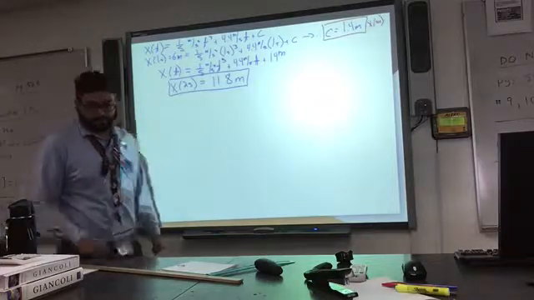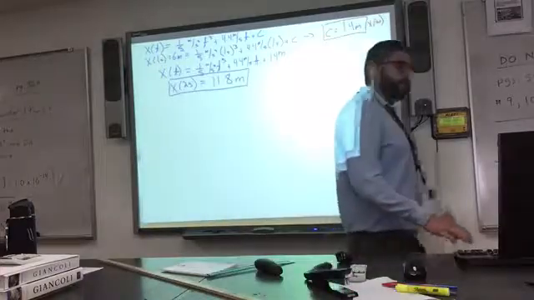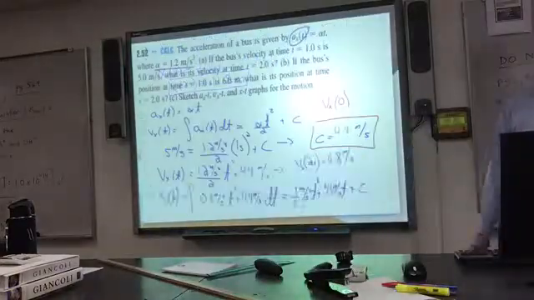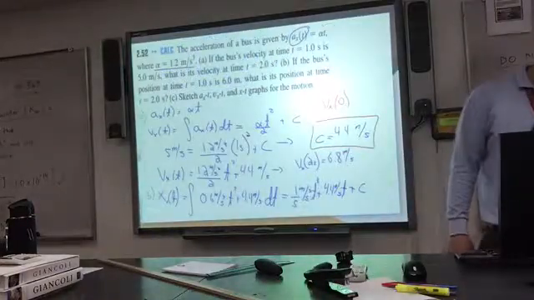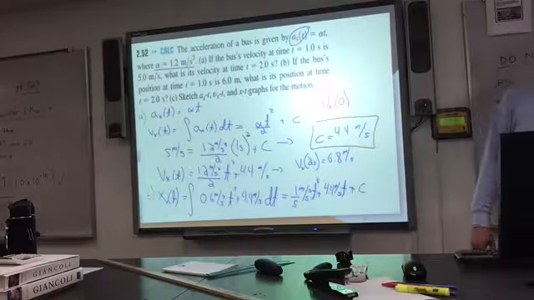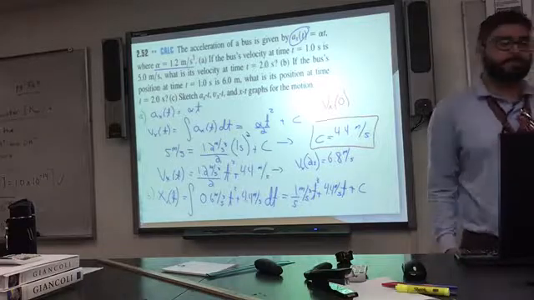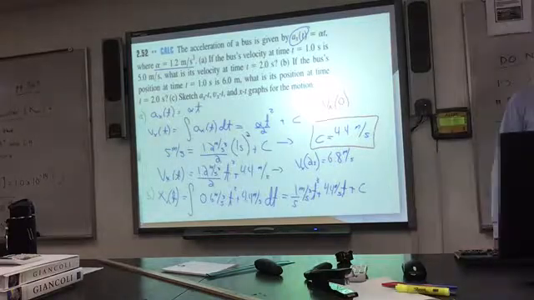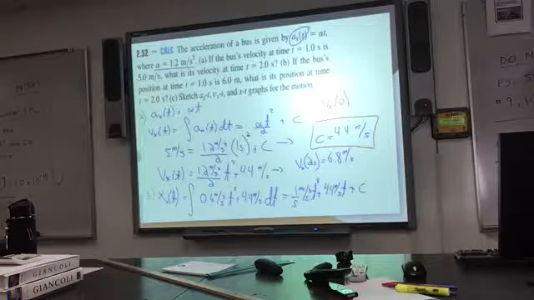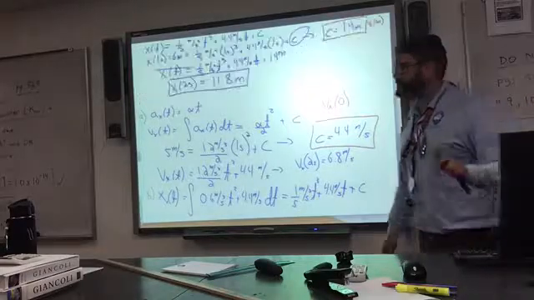Now the last part of this question is my favorite part of this question. And it says, sketch an acceleration versus time, a velocity versus time, and a position versus time for the bus.